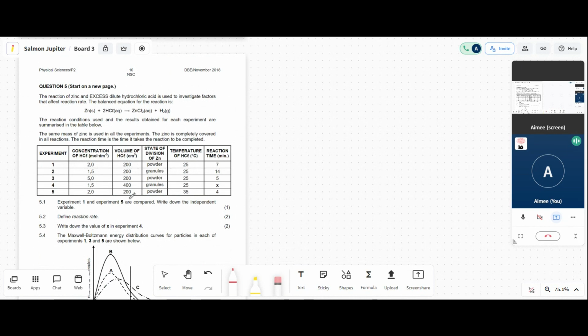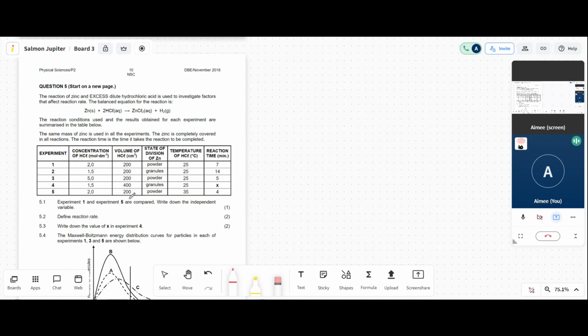Okay? 5.2, define reaction rate. So reaction rate is the change in concentration of products or reactants per unit time. It's quite a simple one. I'll do it one more time. It's the change in concentration of products or reactants per unit time. Okay? 5.3, write down the value of X in experiment 4.